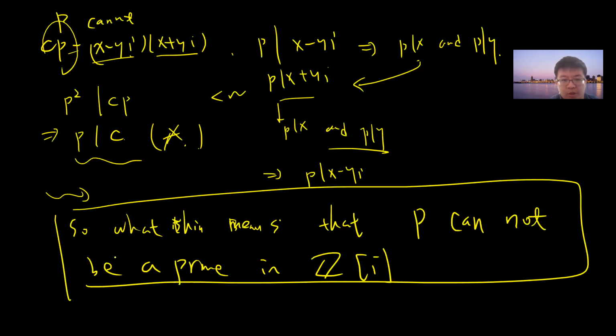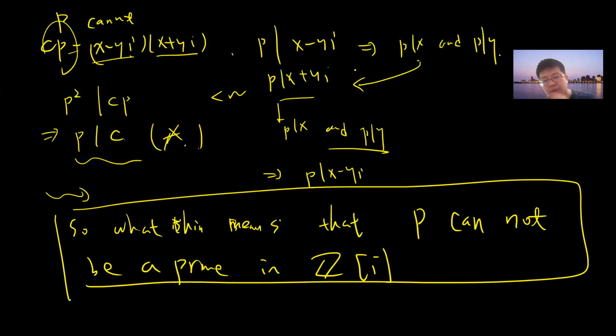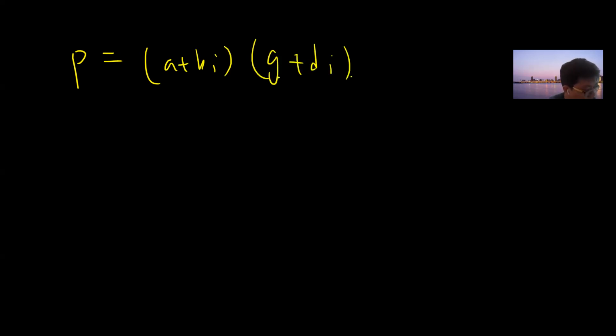What I originally said is that p is a prime number in Z, but p may not be prime in the Gaussian integers. Now in this argument, I prove that p cannot be a prime in the Gaussian integers, because if it were, it would lead to a contradiction. Since p is not prime, one can write p as (a plus bi)(g plus di). But p is a real number.